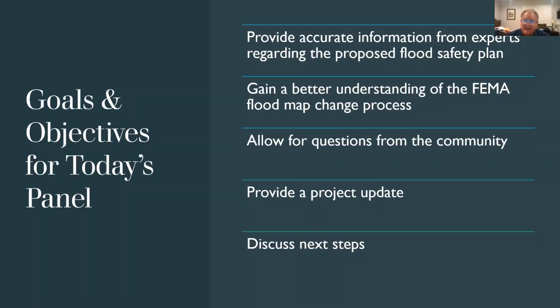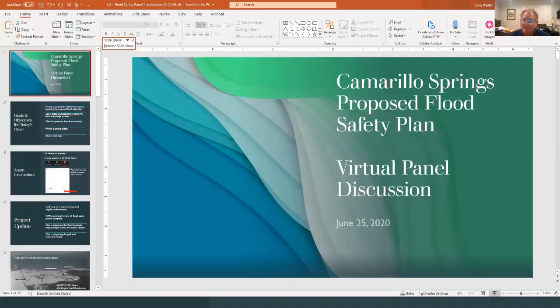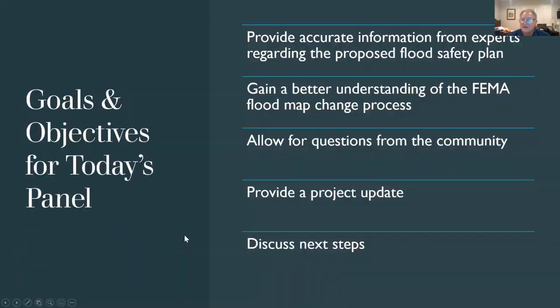Goals and objectives for today's panel is, one, to provide accurate information from experts regarding the proposed flood safety plan. What we want to do is replace rumors with fact, and to clear up any misconceptions or misinformation that may be out there. One thing that we have been dedicated to is getting the information to people so that they can make informed decisions, getting timely, accurate information. We want to gain a better understanding of the FEMA flood map change process. That always has room for confusion, and we have experts here to help us understand that.